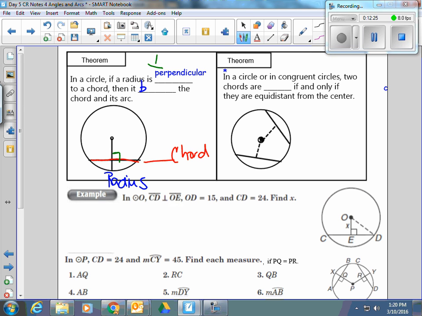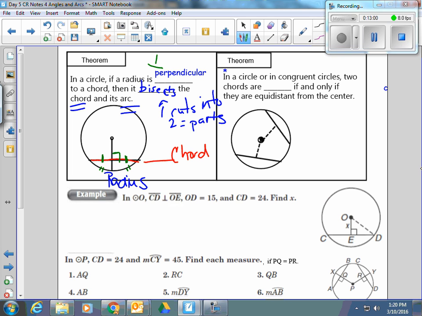And it bisects the chord and its arc. The chord and the arc. What does bisects mean? It means that it cuts it into 2 equal parts. So that means right here, the radius cuts the chord into 2 equal parts. Which also means that this arc would also be congruent. These arcs up here would be the same.